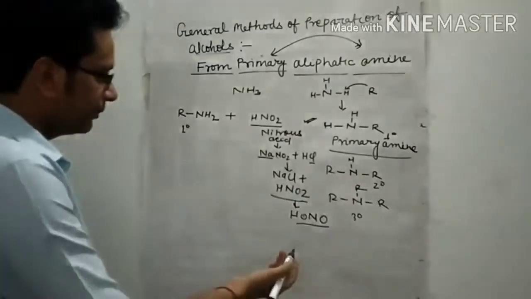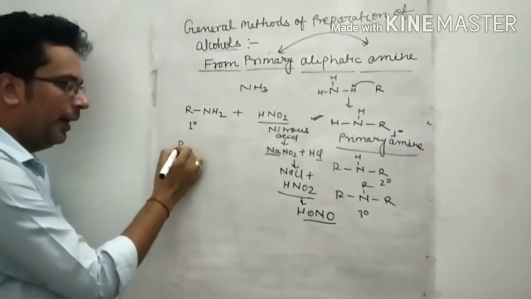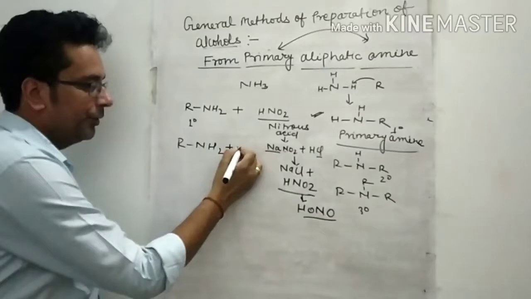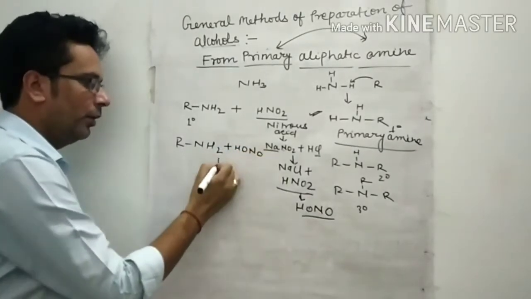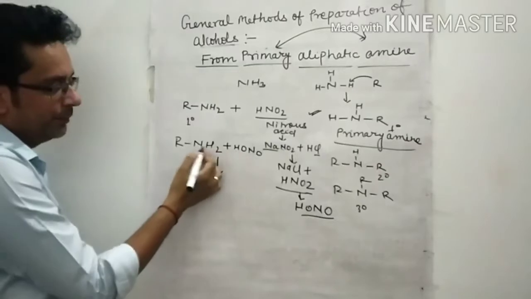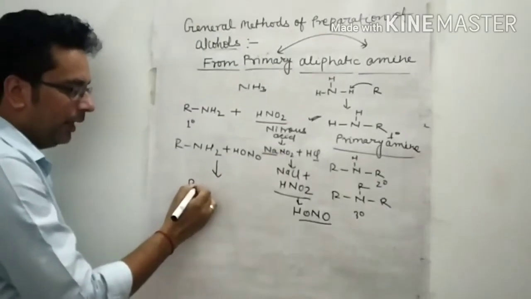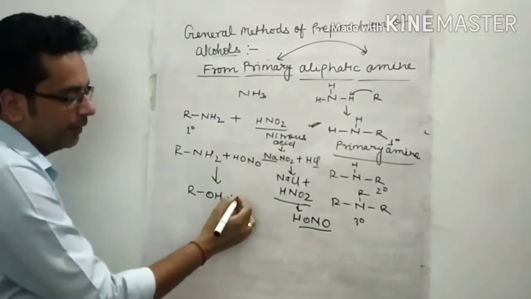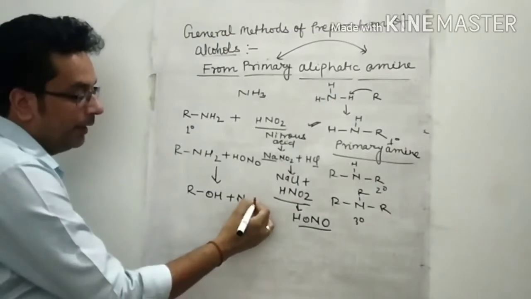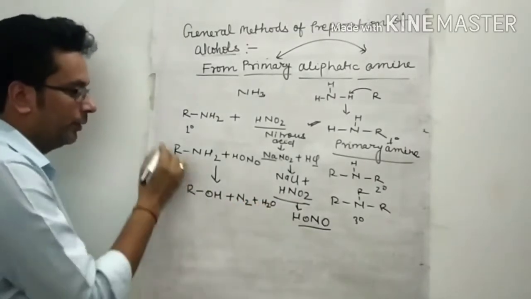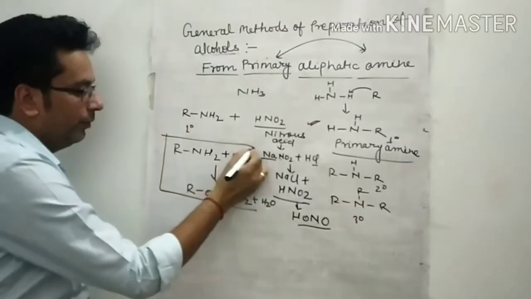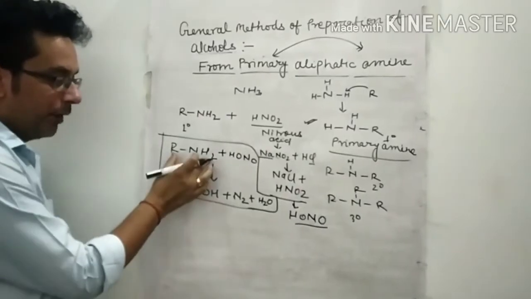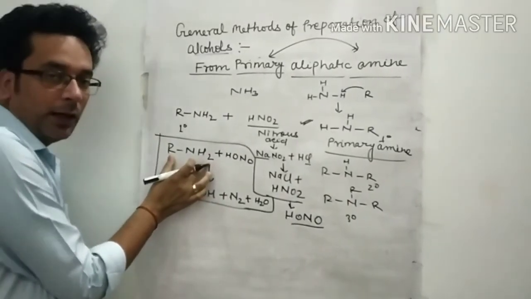Now look here. This is the primary amine, that is RNH2. It reacts with this one, HONO. Now what happens? OH group replaces this one. Then there is formation of ROH plus nitrogen and water. So this is the reaction in which we prepare alcohol from primary aliphatic amine.